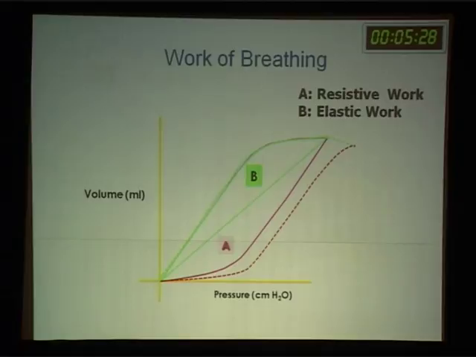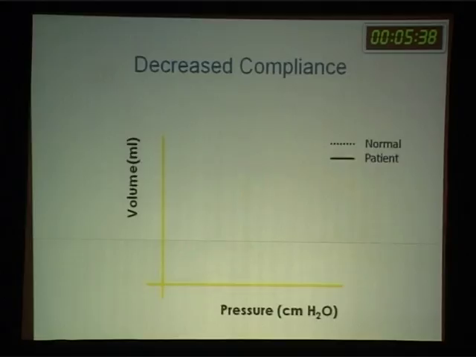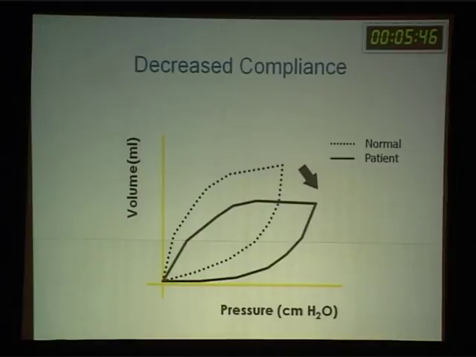So you look at the loop. If the loop is looking bigger, that means your patient is working harder. Look at that. That is the normal pressure volume loop. If the pressure volume loop goes to sleep, that means the compliance is poor. Pressure volume loop falling down, going to sleep, the compliance is poor.